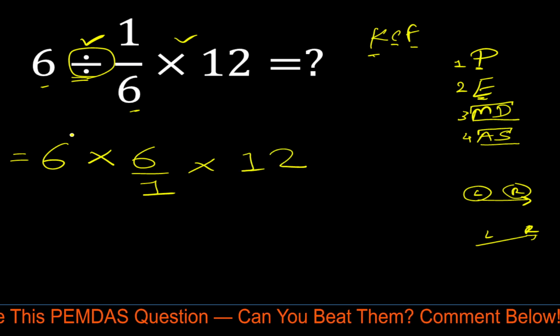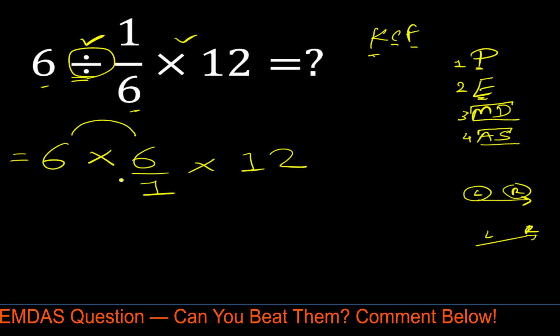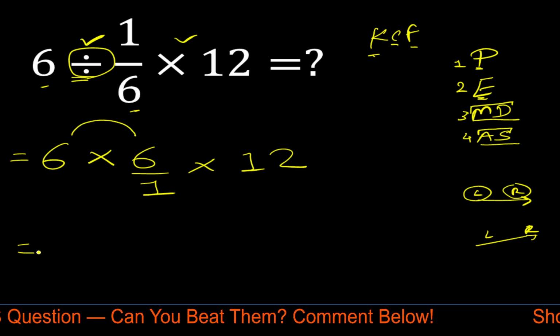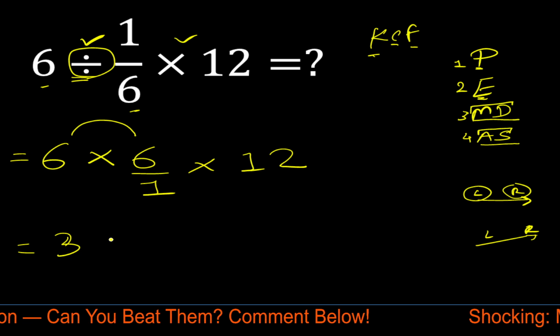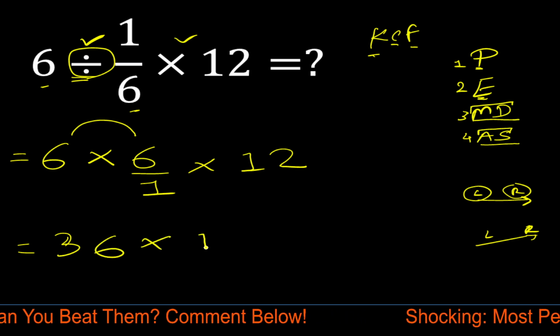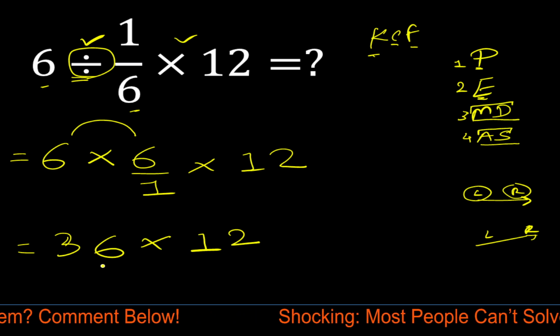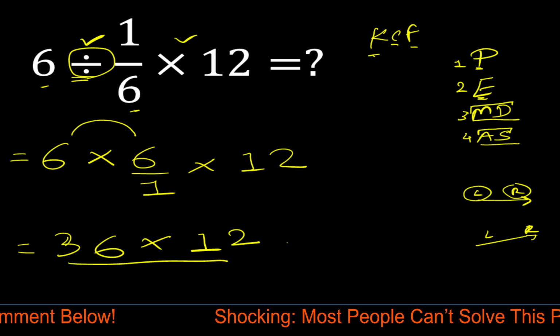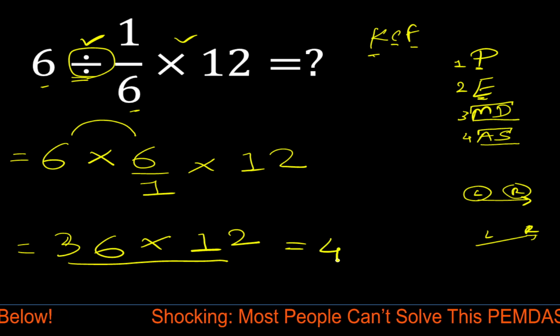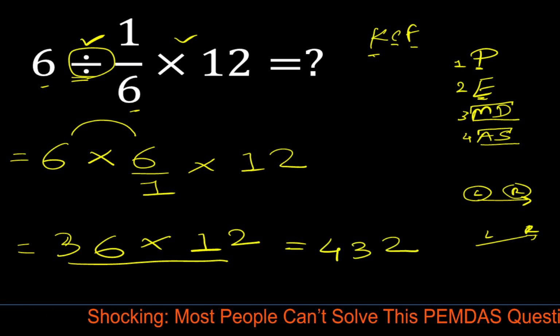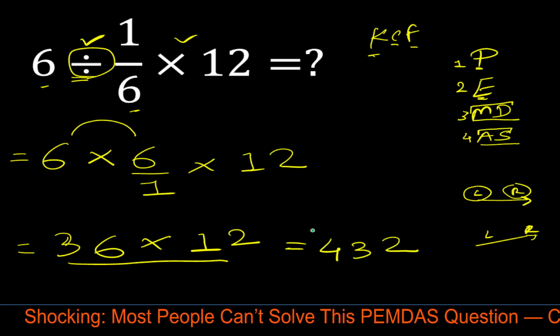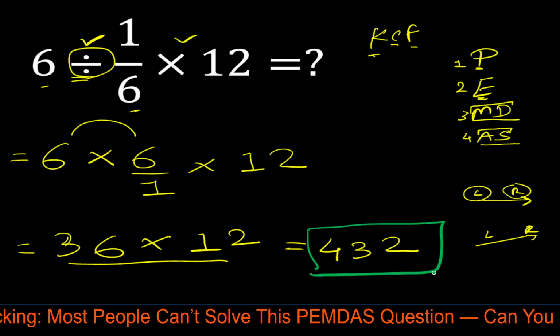So now 6 times 6 is equal to 36 times 12, right? So now 36 times 12 is equal to 432. So the correct answer is 432, right?